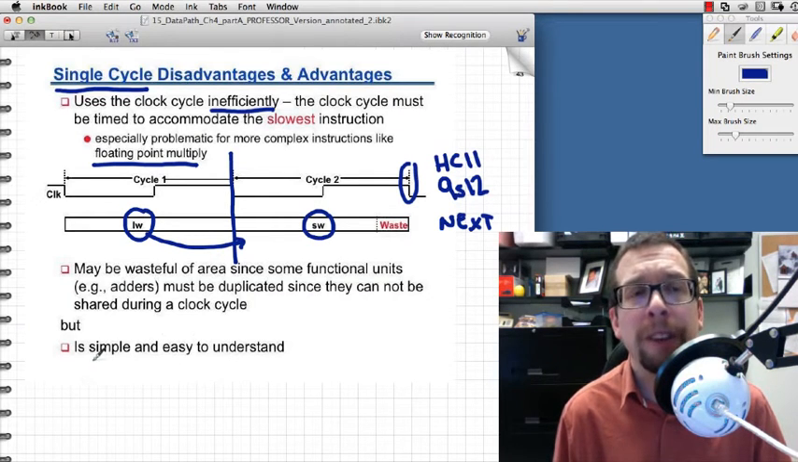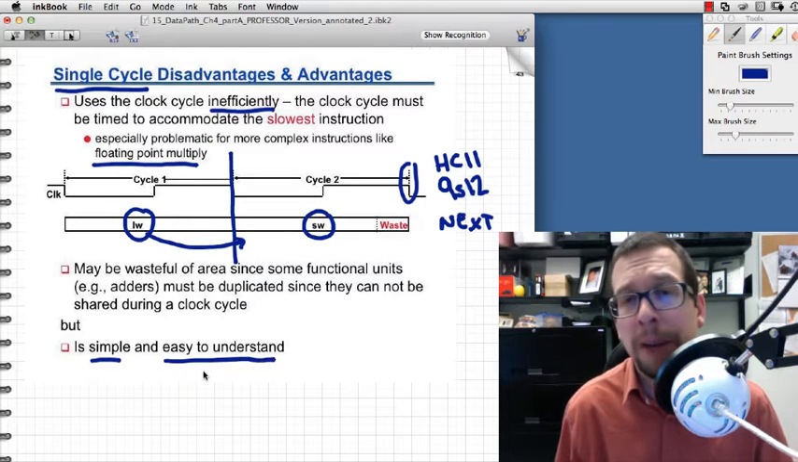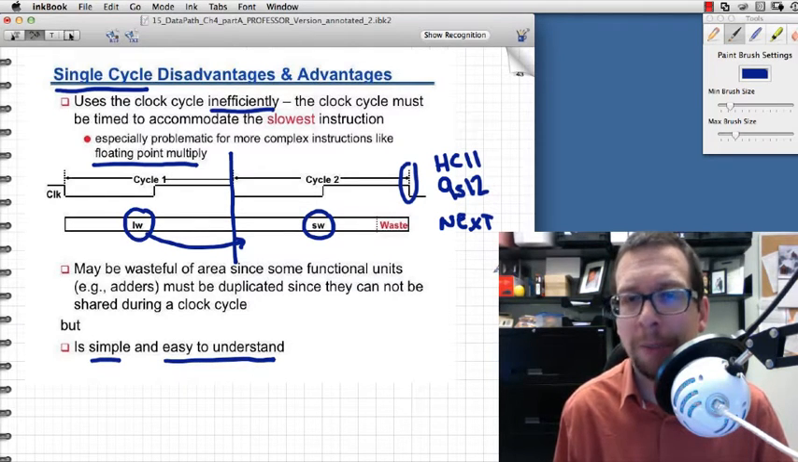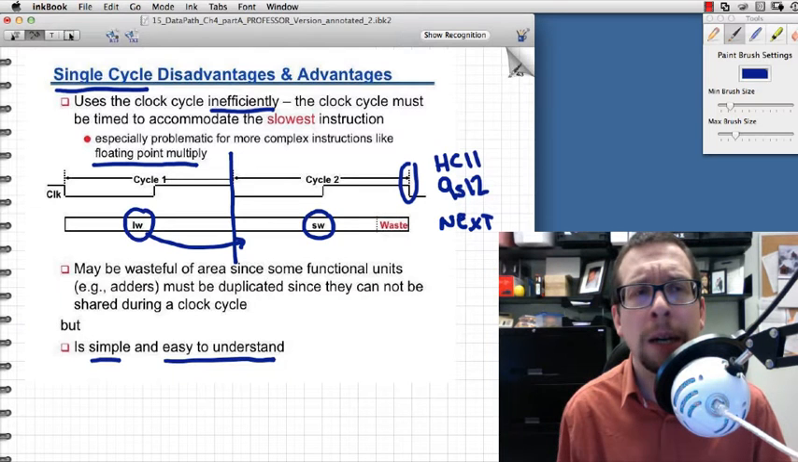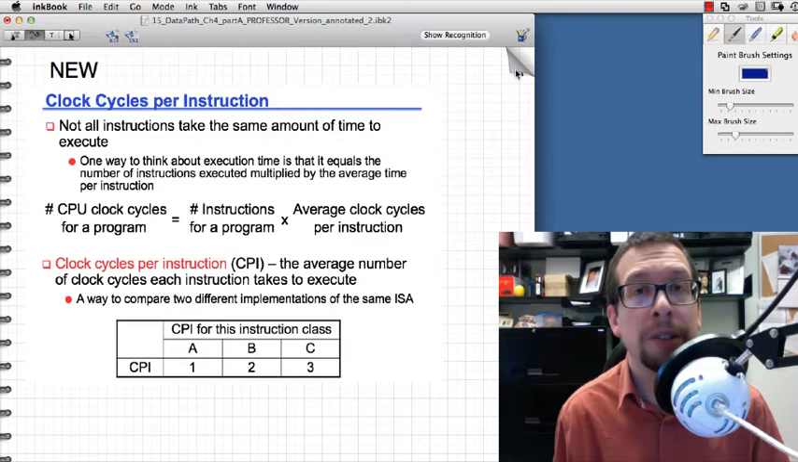But the real big advantage to it is that they're simple and they're easy to understand. So from a learning perspective or an execution perspective, like you're designing something and executing it, these sort of processors are a really good thing because of their simplicity.